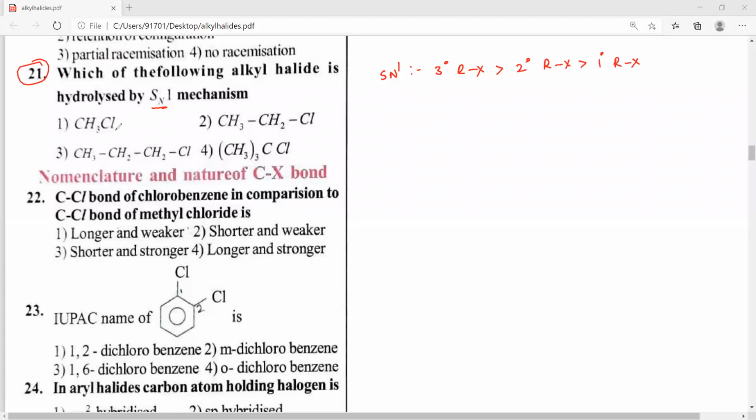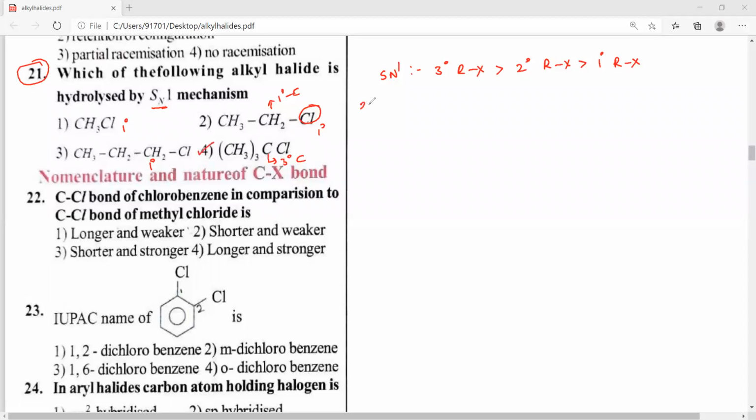Among these, methyl chloride is primary. Ethyl chloride is also a primary alkyl halide because the halogen is attached to one carbon. The attached carbon is a primary carbon, and such alkyl halides are called primary alkyl halides. So 1-chloropropane is also a primary alkyl halide. This is tertiary butyl chloride, where the halogen is attached to a tertiary carbon. That alkyl halide mostly prefers the SN1 mechanism. So the answer is 4.